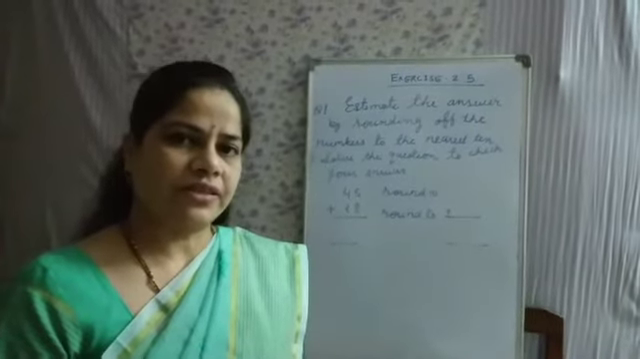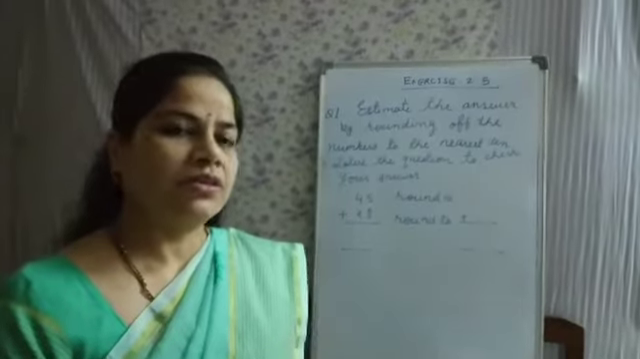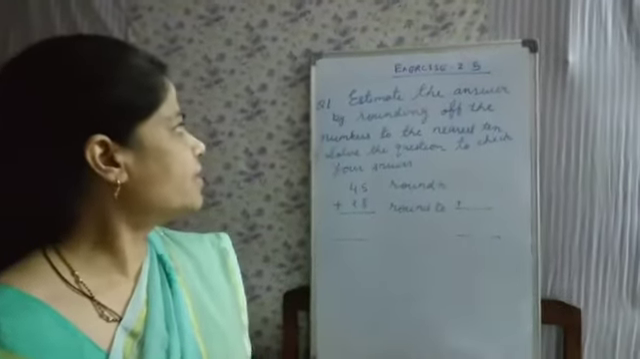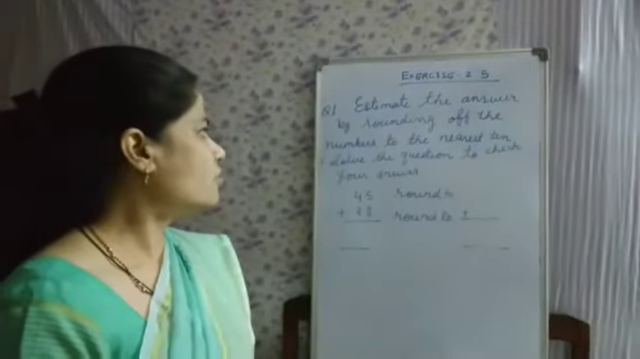In today's video lecture, I am going to start exercise 2.5. The first question is: estimate the answer by rounding off the numbers to the nearest 10 and solve the question to check your answer.